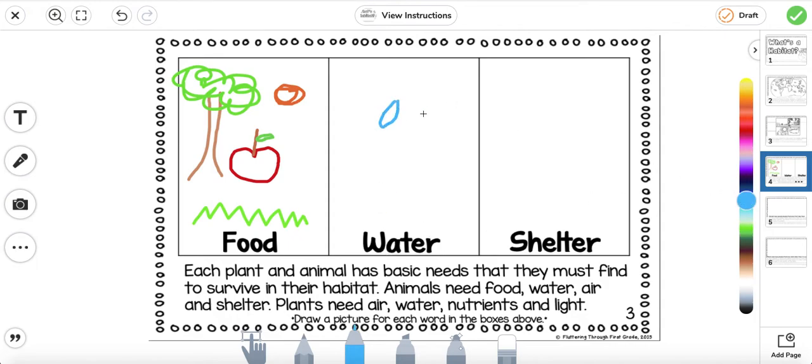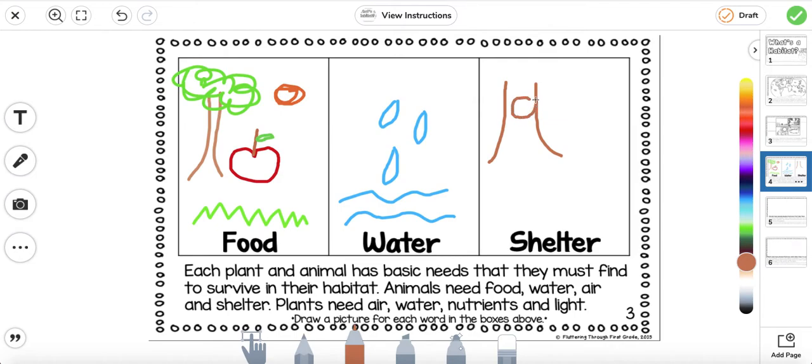I'm going to do water droplets like it's raining, water. You can also draw the stream or the ocean or maybe a pond. All of those are different sources of water. Next, we have shelter. So a shelter could be, depending on the type of animal or the plant, it could be like trees. They can make a house inside the tree. For example, a bird will probably make a nest, or like a squirrel will live inside the tree in a hole. So those would be types of shelter.